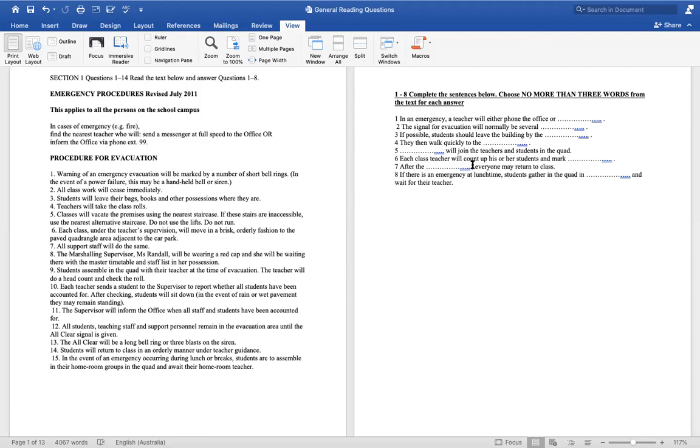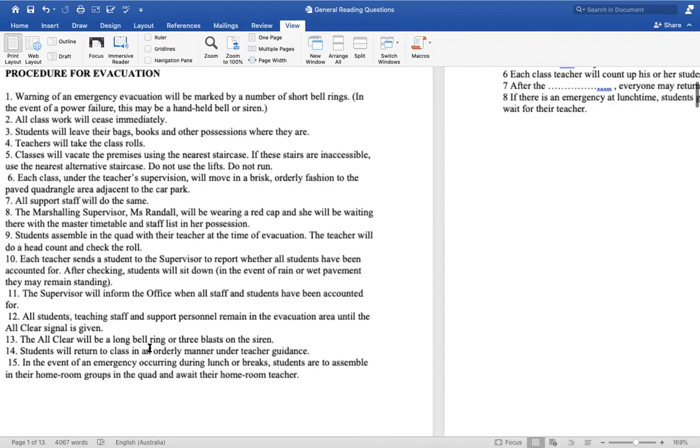Then after the dash, everyone may return to class. So returning to class is where we are going to scan the area. So return to class. Where is it?